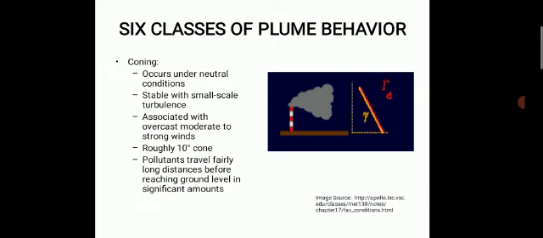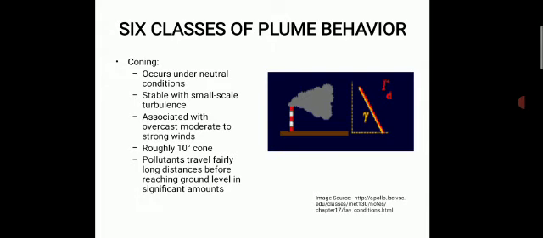Then coning. Neutral or slightly unstable conditions create a coning plume that is distinguished by large puffs of pollutants, which occurs in neutral conditions, which are stable with small scale turbulence. It is associated with overcast skies and moderate to strong winds, and forms roughly a 10-degree cone.